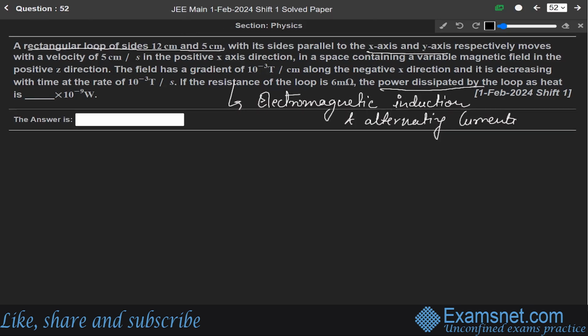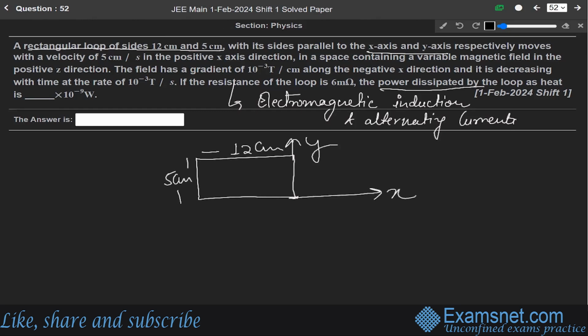they are along x and y axis respectively. Let us say this is the length of 12 centimeter and the breadth is 5 centimeter, and they are along x and y axis. Let us say this is x axis, this is y axis. And this is moving with a velocity of 5 centimeter per second in the positive x direction, and the magnetic field is in positive z direction, means the magnetic field is in the outward direction.